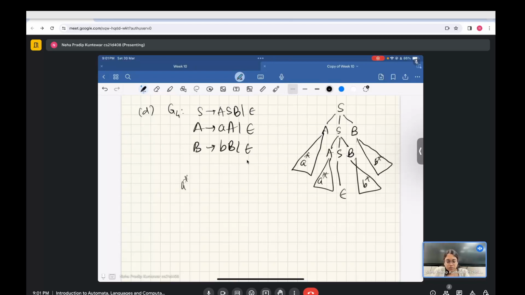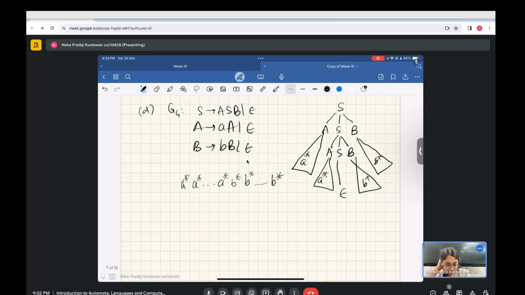You get strings of the form a star, a star, a star, followed by b star, b star, b star, and this is nothing but a star, and this is nothing but b star. This follows from the properties of Kleene closure.